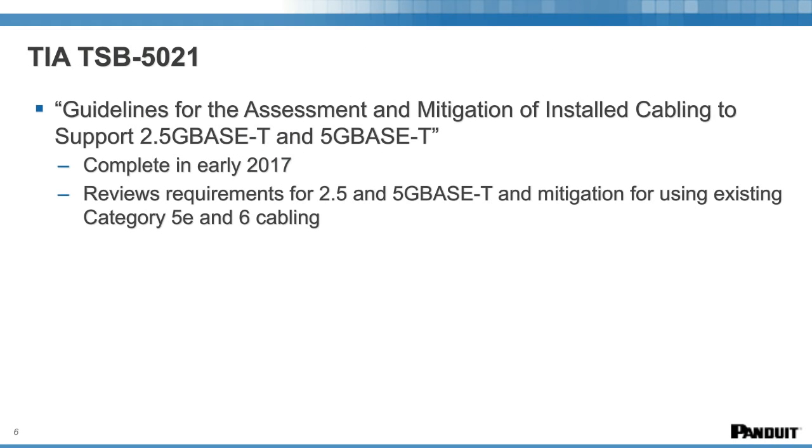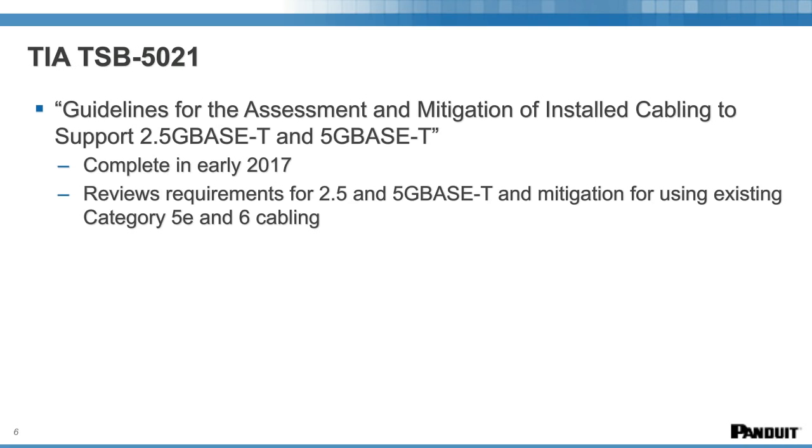So now if we look at more detail in the TSB 5021, which is titled, Guidelines for the Assessment and Mitigation of Installed Cabling to Support 2.5 and 5 gig, they're expecting completion in early 2017, but as they've been working through the standards process, there's significant information available that we're going to detail now. Really, these requirements are for how you can use existing 5E and 6 cabling to deploy 2.5 and 5 gig applications.